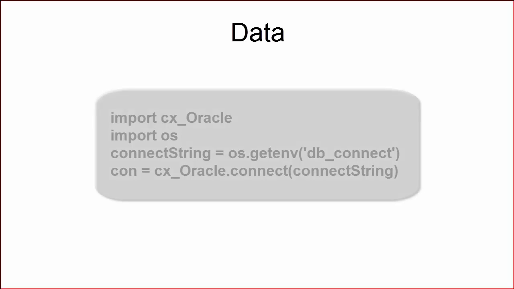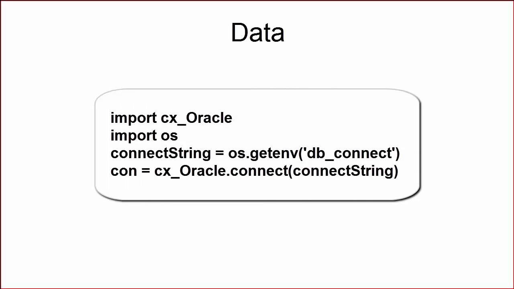For each of the CRUD videos, I'll be using this standard chunk of code. It first imports cx_Oracle and os. os is used to read the environment variables. Then we load the connect string from the environment variable we set up before, and using cx_Oracle.connect, we make our connection.